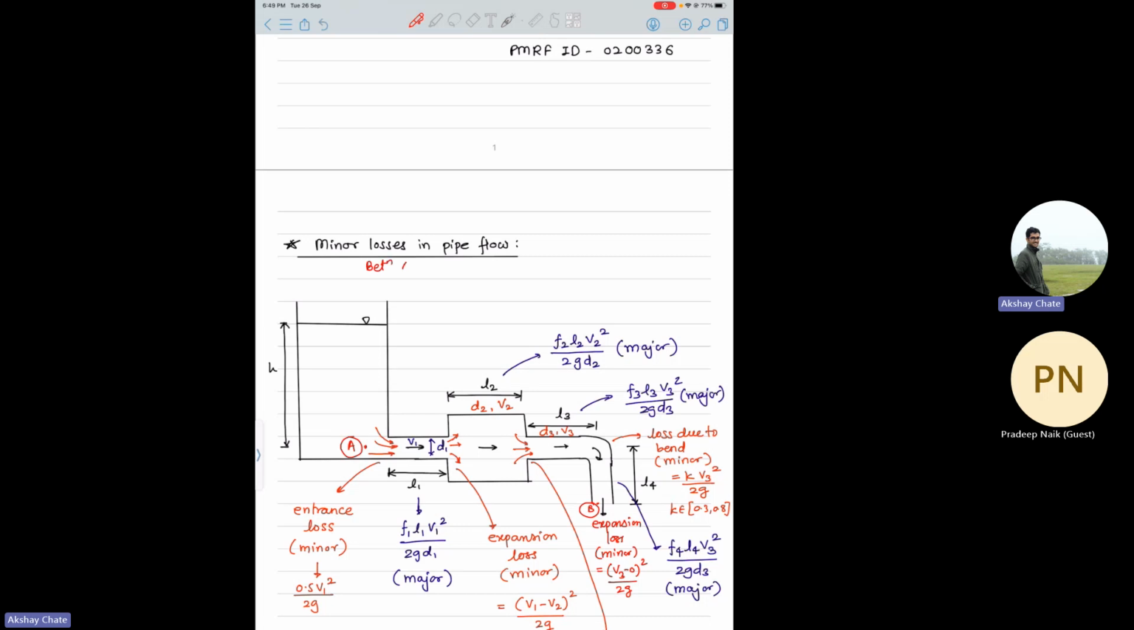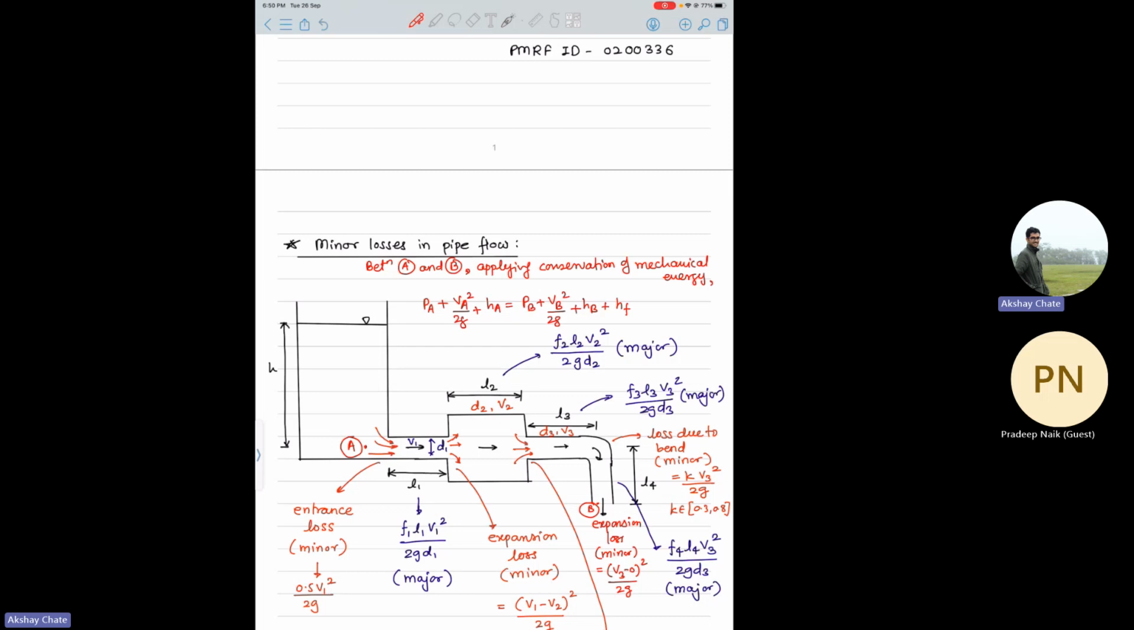Between A and B, applying conservation of mechanical energy, you get basically PA plus VA square by 2G plus HA equal to PB plus VB square by 2G plus HB plus HF. So basically this is Bernoulli equation plus some frictional loss.